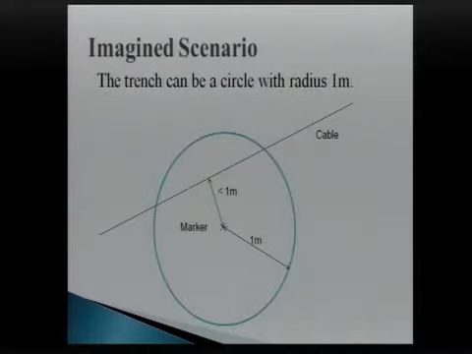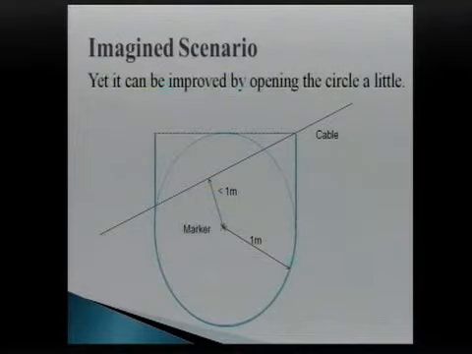The trench can, of course, be a circle with radius 1 meter, since the cable is always within 1 meter from the marker, right? But the length would be 2 pi, which is 6 point something, which is quite a long distance. So to improve it, we can open the circle a little, and then the length would become pi plus 2, which is 5 point something. So this is 1 meter shorter, which is a pretty good improvement.